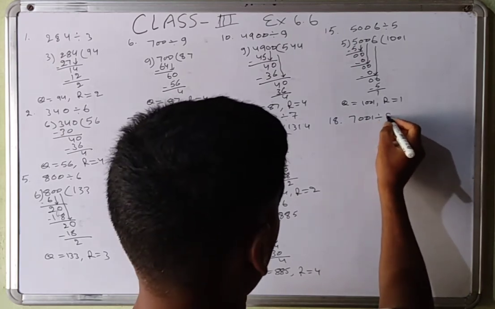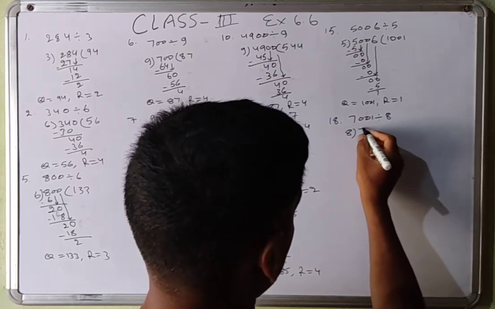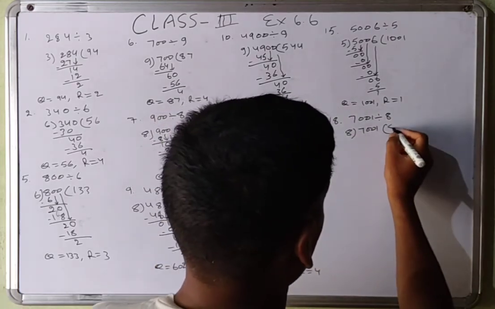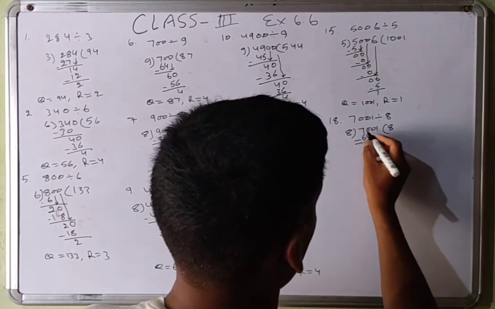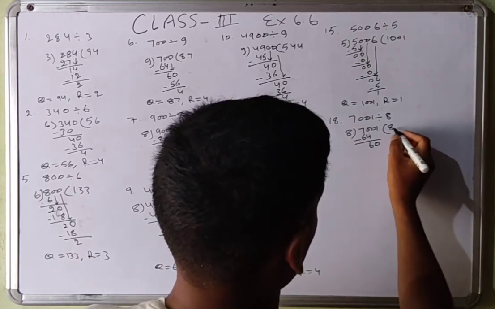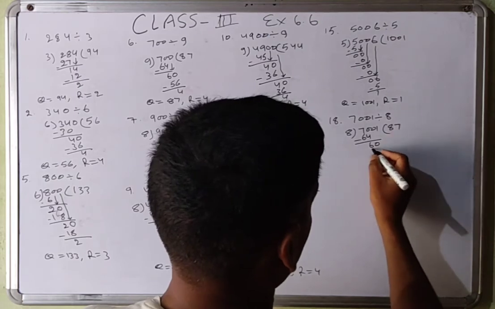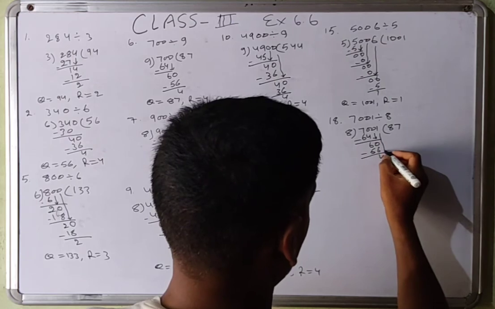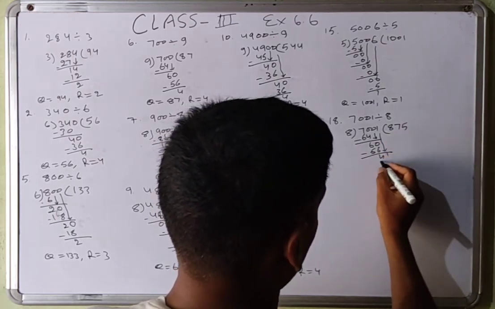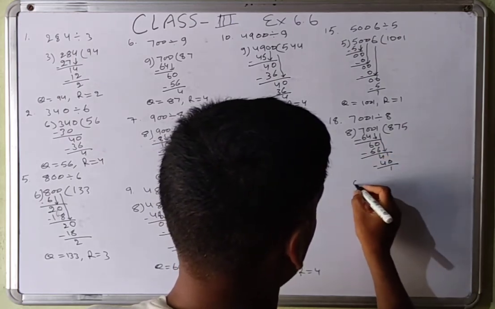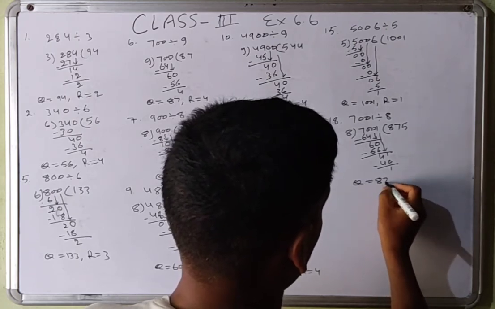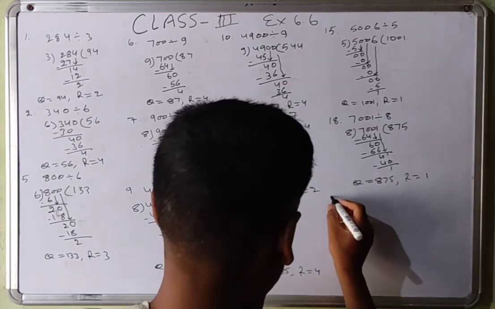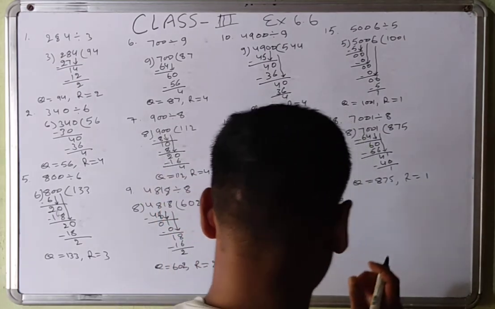The 18th question. 7001 divided by 8. So 8 divides 7001. So 8 eights are 64, and then left is 60. 8 sevens are 56, and then 4 is left, then 1. 8 fives are 40, then 1. So the quotient is equal to 875, the remainder is equal to 1. And then the last question, 20. The other part, do it by yourself.